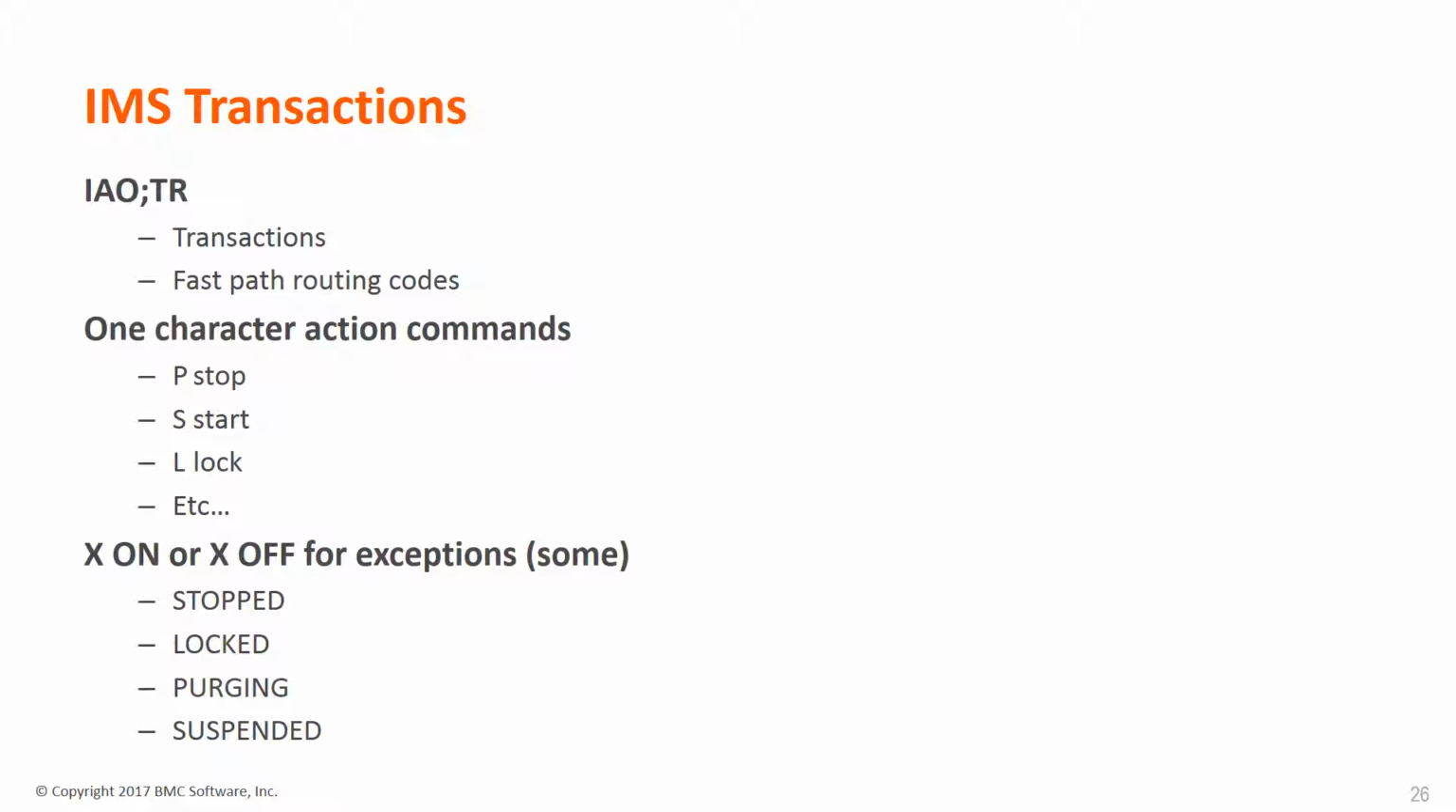The IMS Transaction OCD allows you to control your IMS transactions. It will also display your fastpath routing codes related to those transactions. Line commands that are available include stop, start, and lock, although there are many more. If you want to toggle on and off the exceptions, you can do so using the X ON or X OFF commands, and that will show you stopped, locked, purging, and suspended transactions that may be in error.